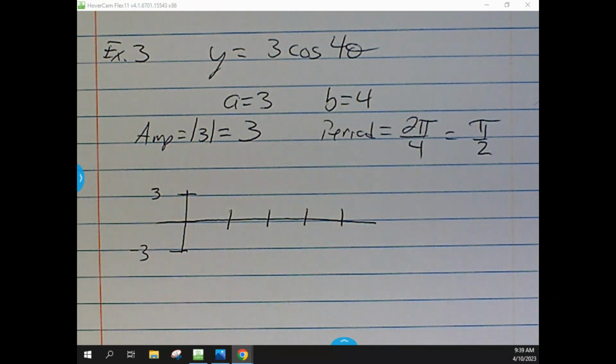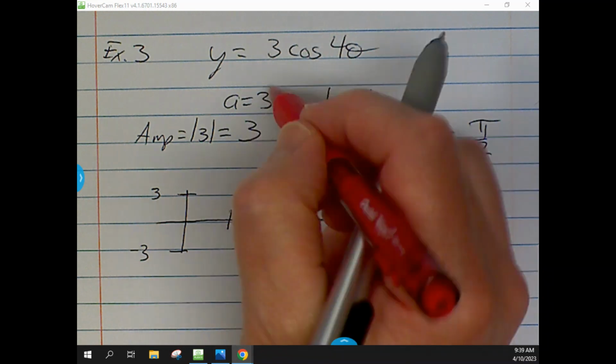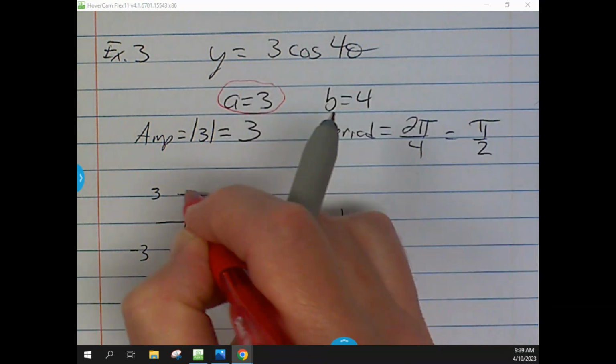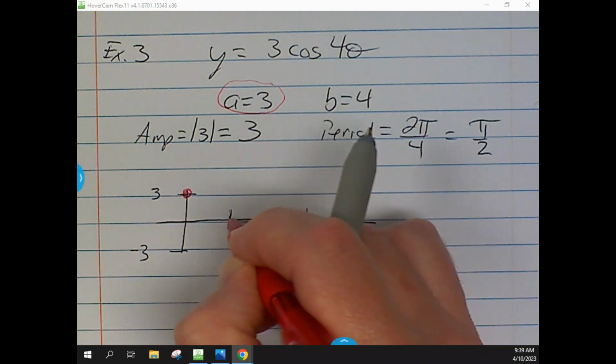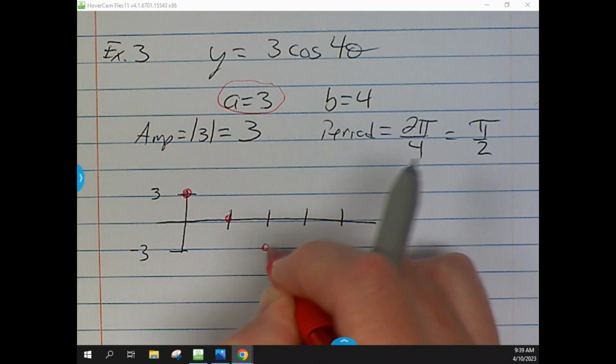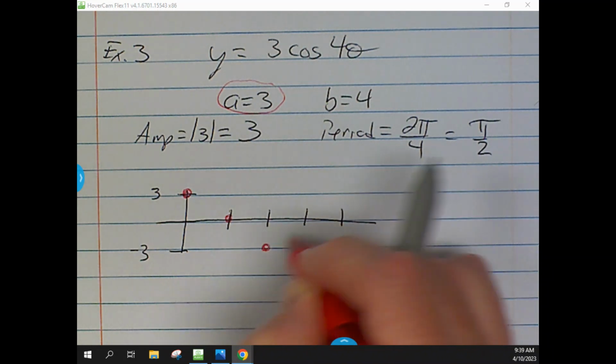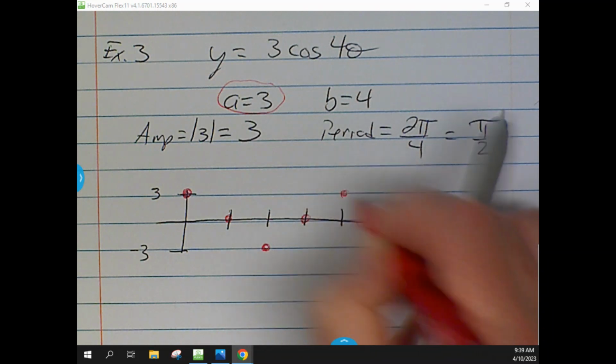Okay. And again, if you can lock this in your memory, that cosine starts at the a value. If you're at the top, the only way to go from the top is to the bottom. But before you can get to the bottom, you got to go through the middle, and then you can get to the bottom. And then once you're at the bottom, there's only one way to go. That's up. Before you get to the top, you got to go back to the middle, and then you're back to the top.